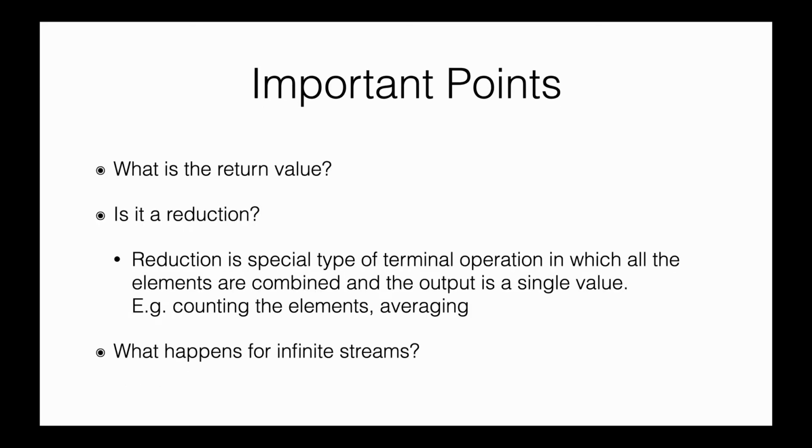There are a few important points that you need to learn about each and every terminal operation. The very first one is, what is the return value of the terminal operation? The second is whether it is a reduction. Reduction is a special type of terminal operation in which all the elements are combined and the output is a single value. So for example, counting the elements in a stream is a reduction because we actually go through each and every element and then count them, and the output that we get is just a single value. Similarly, averaging is another example of a reduction.